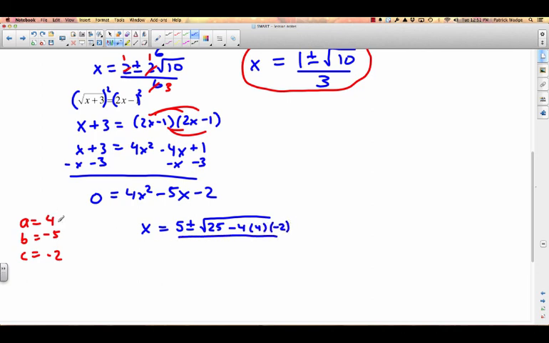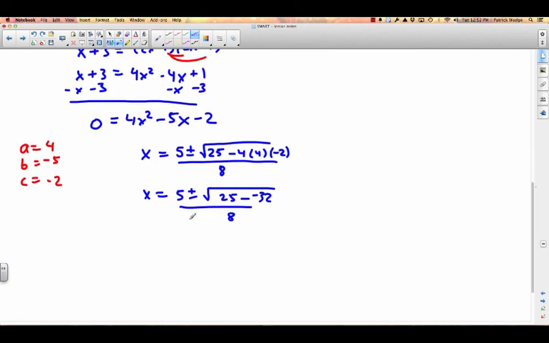2 times 4 is 8. X equals 5 plus or minus square root of 25. Take away 4 times 4 is 16, times negative 2 is negative 32 all over 8. And at last, I think this is it, x equals 5 plus or minus square root 25. Take away negative 32 is the same as plus, so we're at 57 divided by 8.